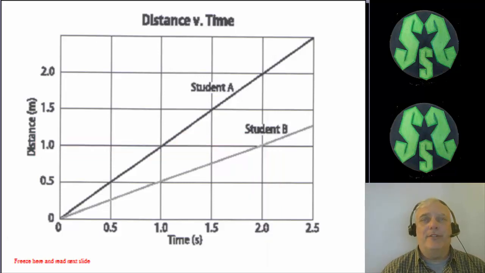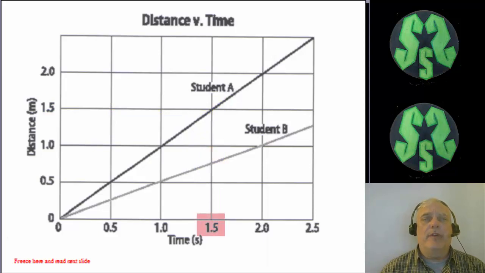How far does student A travel in 1.5 seconds? Now this time we're going to look at the x-axis. We're going to start at the x-axis and go to 1.5, and then we're going to go up until it hits the line where it says student A. And then we see that it's at 1.5 meters is where student A would have traveled in 1.5 seconds.